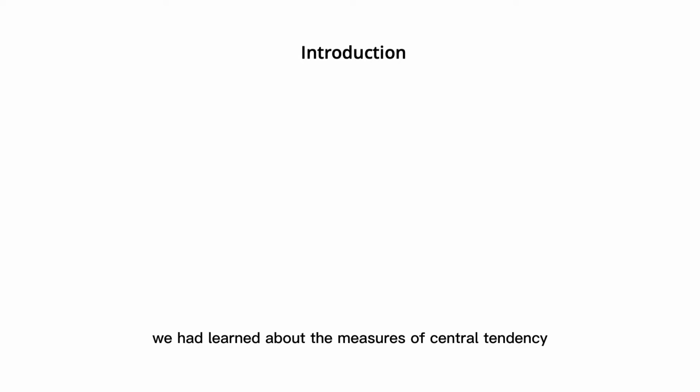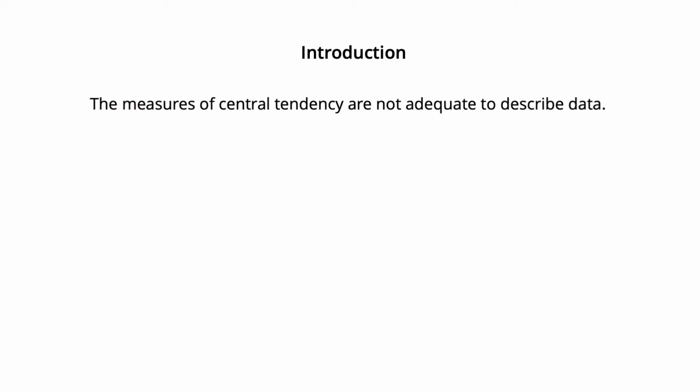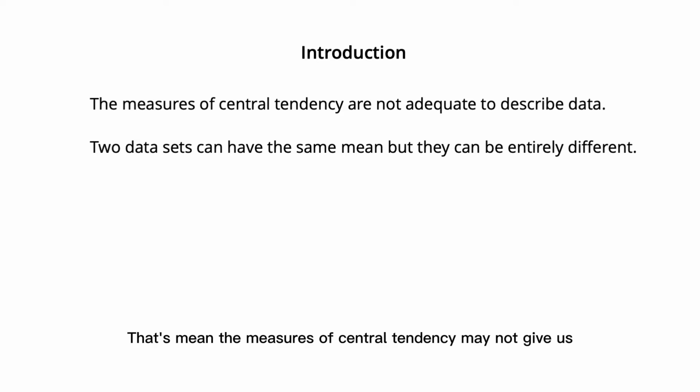We have learned about the measure of central tendency, that is mean, mode, and median. The measure of central tendency are not adequate to describe data, because two data sets can have the same mean, but they can be entirely different. This means the measure of central tendency may not give us enough information to do comparison.